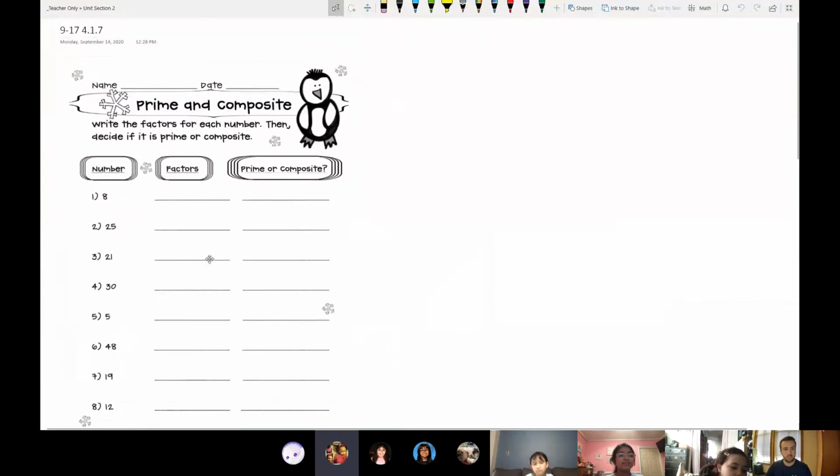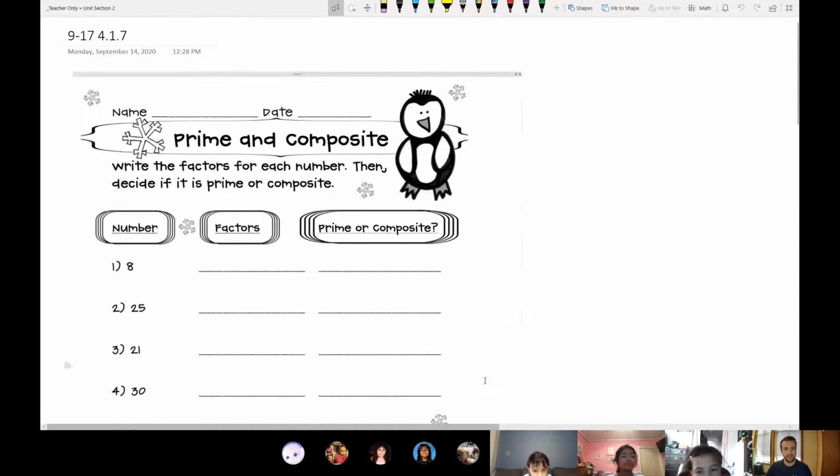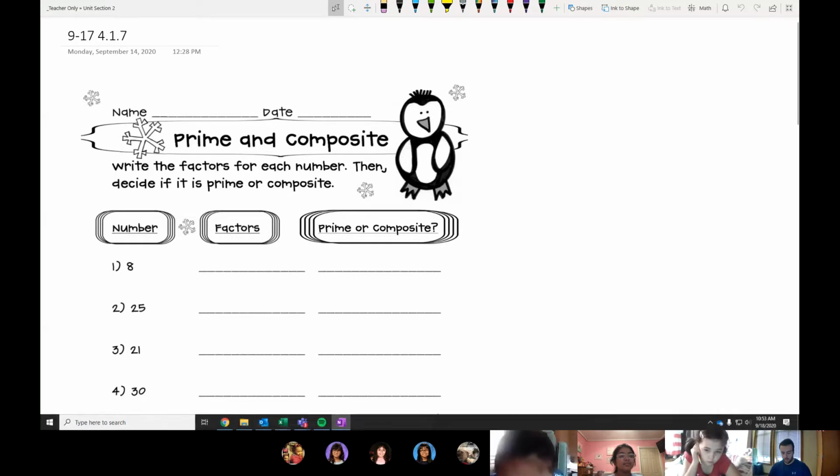Okay, so you should see this prime and composite worksheet. There's a cute little penguin there. It's hanging out by the little design behind the prime and composite title. But this little entry task is going to give us a good chance to practice finding factors and determining whether a number is prime or composite. So the directions say write the factors for each number, then decide if it is prime or composite.